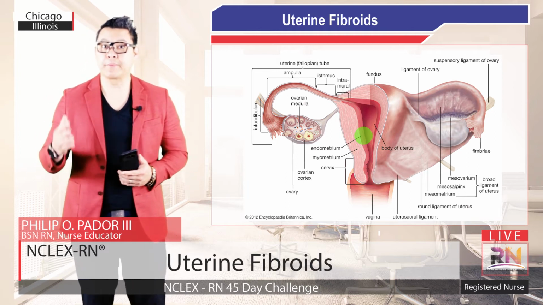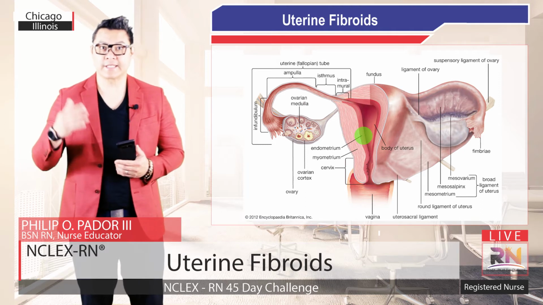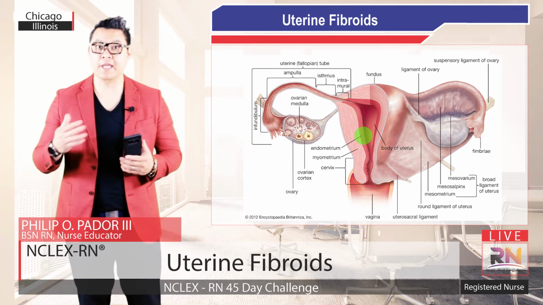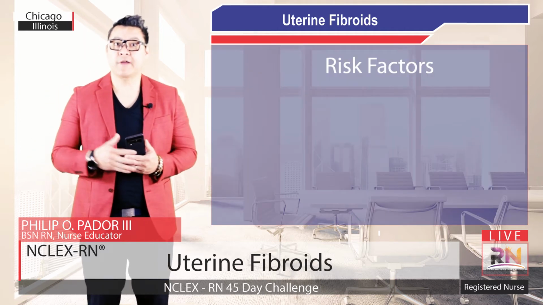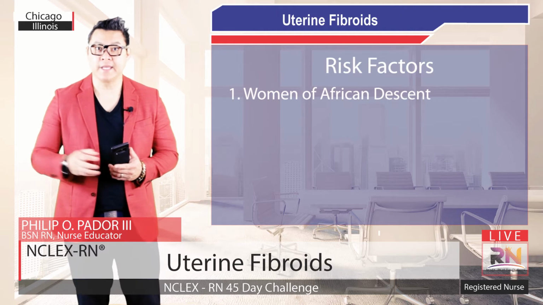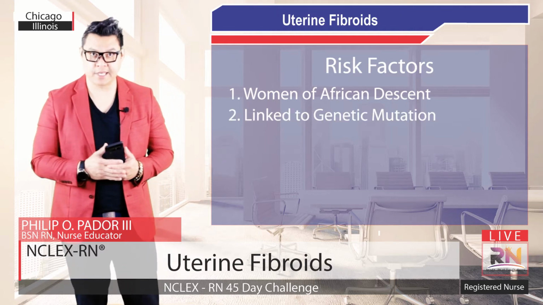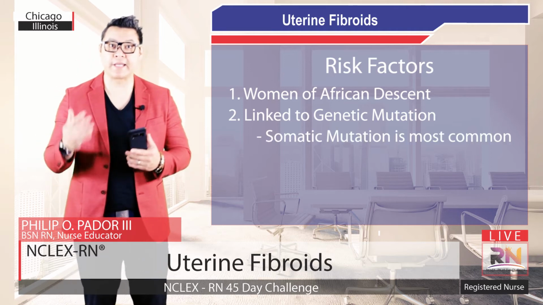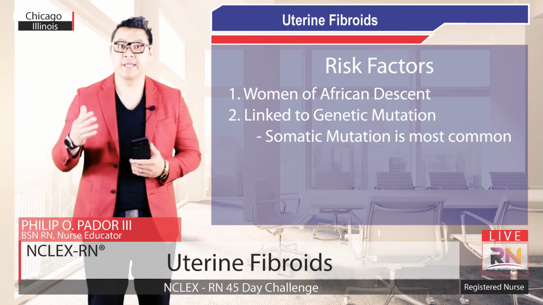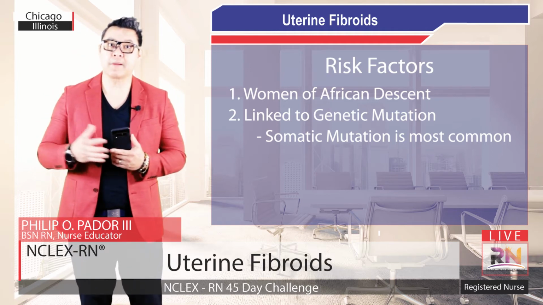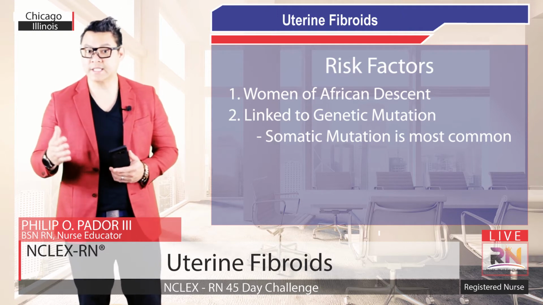Now, uterine fibroids are smooth muscle tumors, and they are monoclonal, meaning that they arise from a single cell of the myometrium that starts dividing uncontrollably. Overall, fibroids most commonly affect women of African descent. Fibroids are sometimes linked to a genetic mutation, with the most common being a somatic mutation in the mediator complex subunit 12, or MED12, gene. Mediator complex subunit 12 is part of a group of proteins that controls genes' activity.